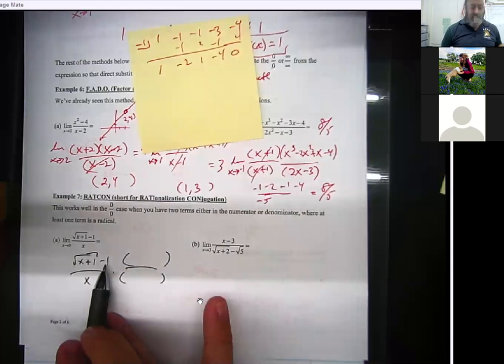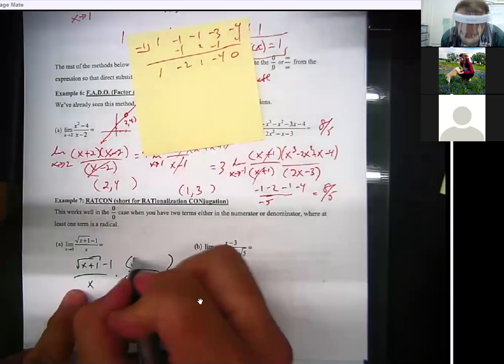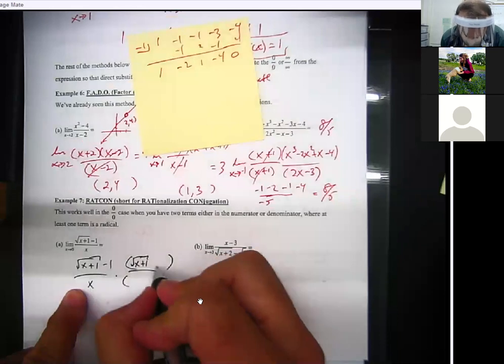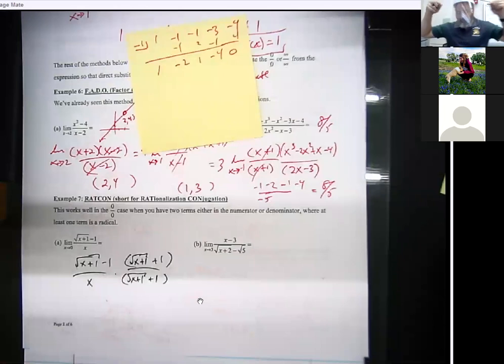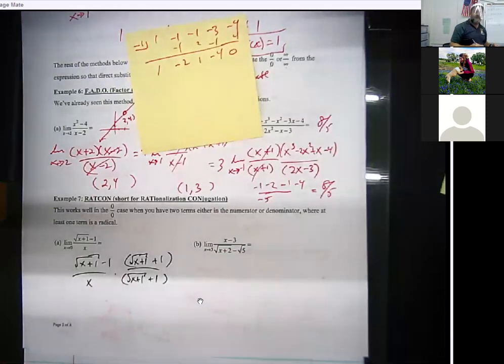We switch the sign in the middle. So we're going to hit the top with this guy, and we're going to hit the bottom with the same thing. So have I done anything to the problem if I hit the top and bottom by that?